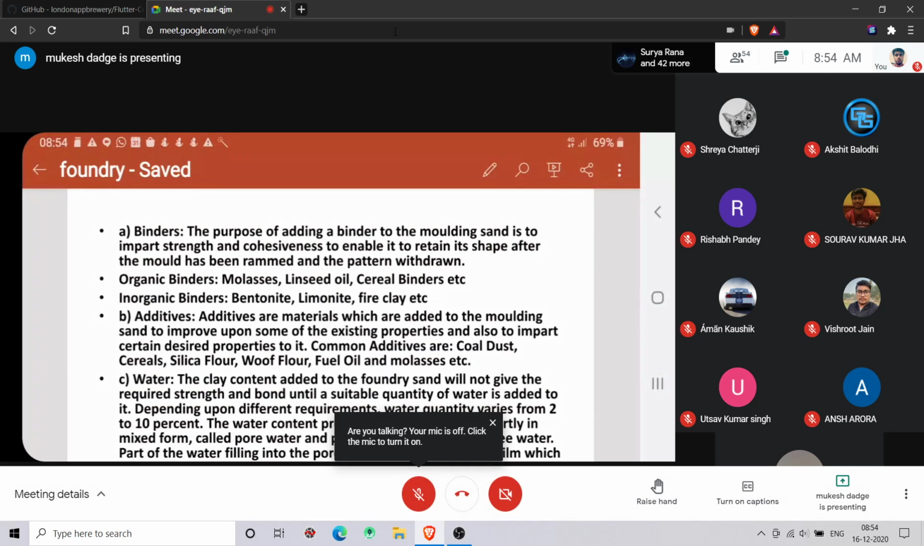So only you remember the additives. What is the use of particular coal dust and wood flour? Again we will see in the theory.